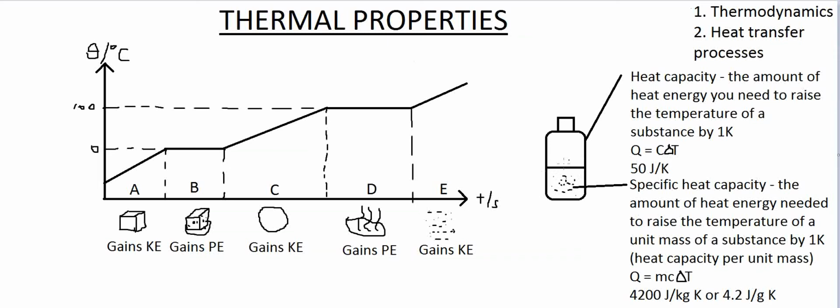Say I want to raise the temperature of this whole thing, bottle and water combined, to 29 degrees Celsius. So let's put a note here. 0.5 times 4200 is 2100 joules, which is the amount of heat energy you need to raise the water by 1 degree Celsius.